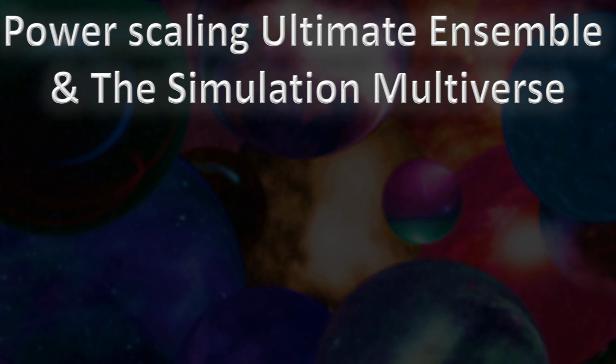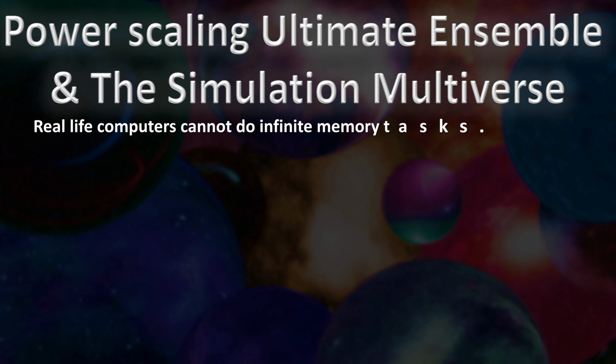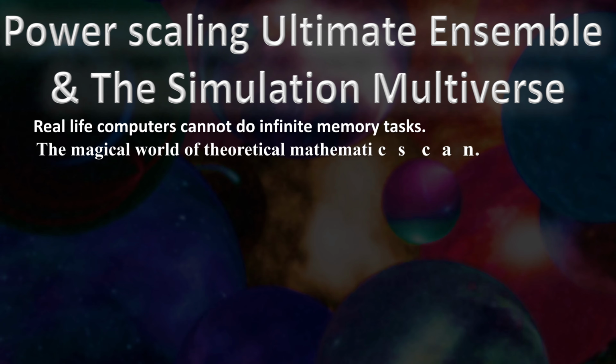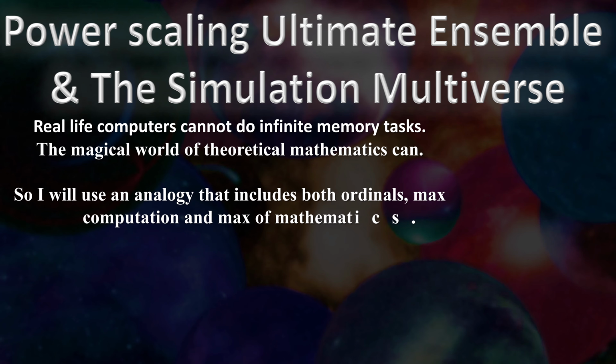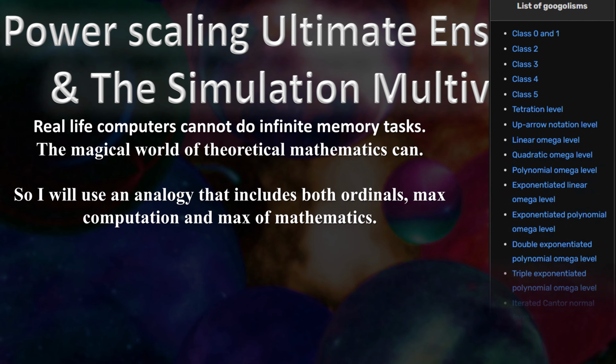For the simulated multiverse, it is far more tricky. In reality, we do not have computers with infinite memory. We don't have computers that can finish really anything at infinity. In the magical world of theoretical mathematics, we can, but we cannot in computing. So, for an appropriate analogy to compare extraversal, boundless into extraversal, and all that with the simulation multiverse and the ultimate ensemblement, we need to actually use a finite system. The finite system I'll be using is that of the Googology website.